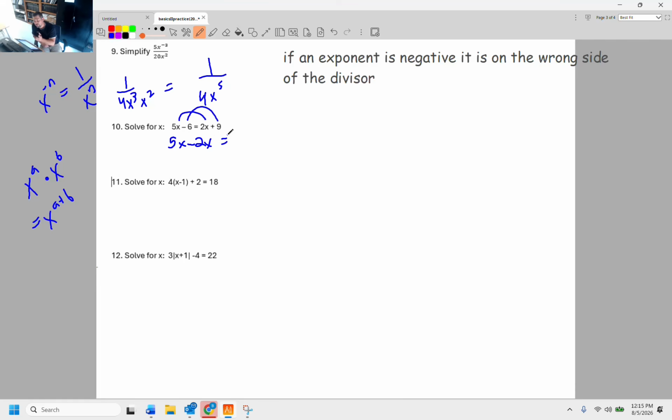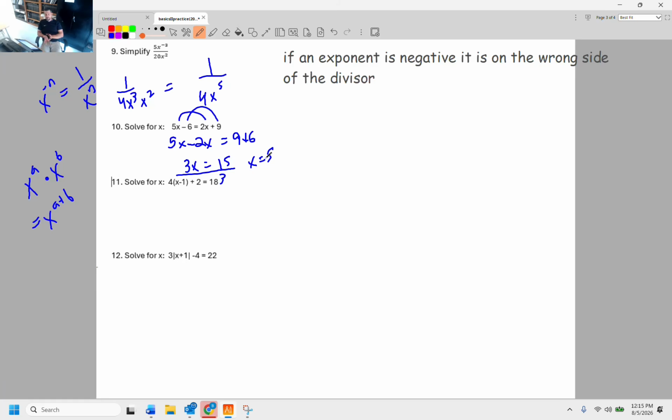If you cross equality, you change your sign. That becomes a 9 plus a 6. Now 5 minus 2 is 3. Don't forget about the x. 9 plus 6 is 15. Last move, divide out that 3, and x is 5. Easy peasy. All right, here we got one that's going to require you to do some other stuff.